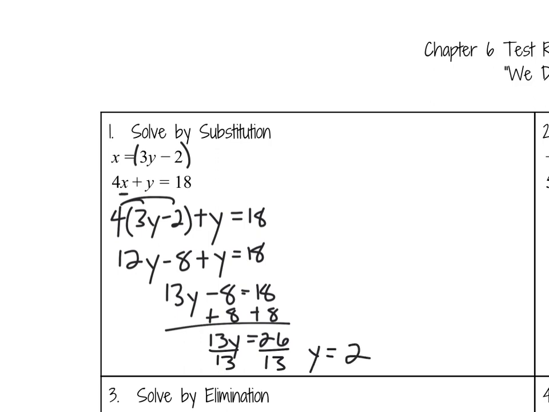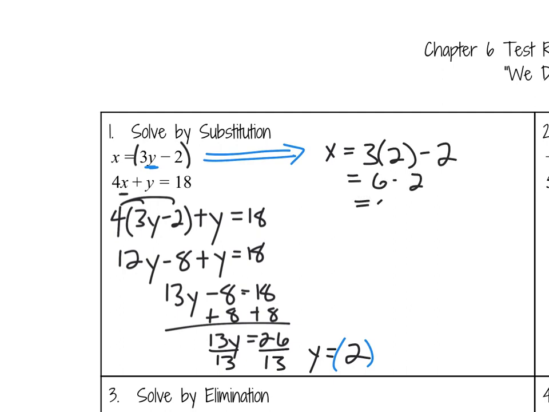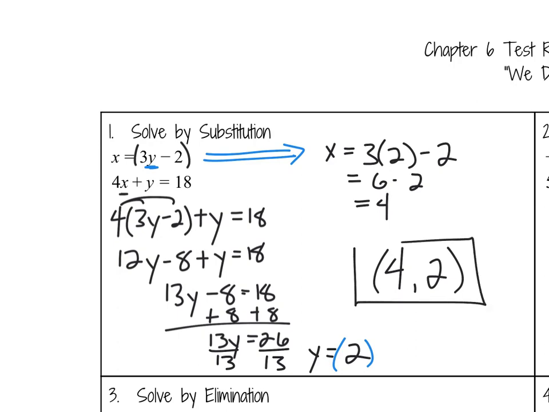Using this 2 then, most of the time I wind up taking that and plugging it into the equation that already has the other variable by itself. And so what we wind up with then, notice that this is quite separate from what we've done before. I will replace the y with 2, and now I'll just do this little bit of math. 3 times 2 is 6. 6 minus 2, of course, is 4. My final answer then is an x value of 4, a y value of 2, written as an ordered pair.